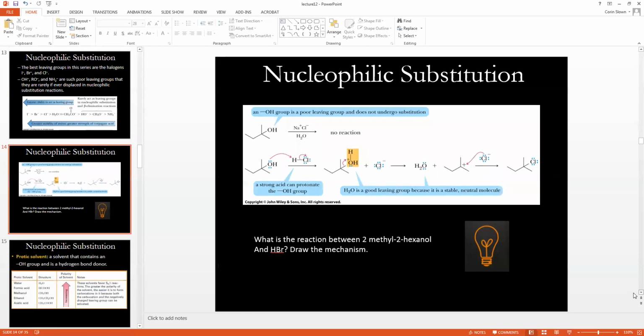Now, what does make for a really great leaving group is water. Well, how could water become a leaving group? Let's look at this example, and then I want you to go ahead and try to use that example to inform drawing the mechanism for 2-methyl-2-hexanol and its reaction with HBr. And again, take a moment, press pause if you need some time to think through how to draw this.